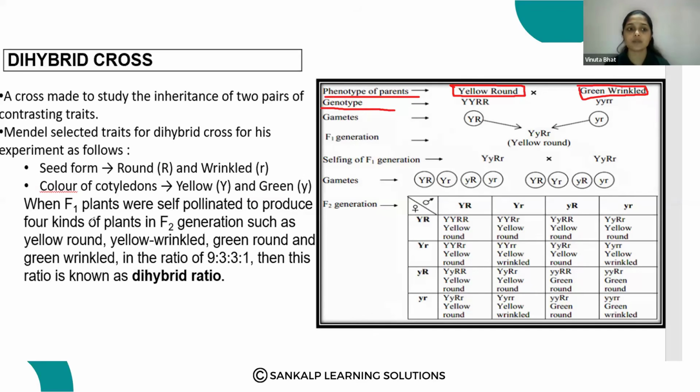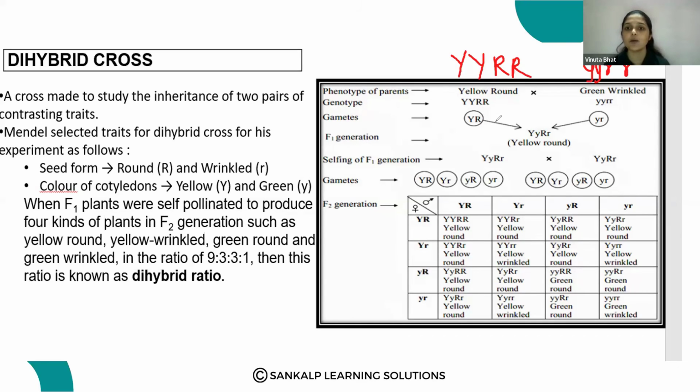The genotype of the yellow round seed producing plant: yellow, capital Y, is dominant over green, and round is dominant over wrinkled. So for round, capital R is used, and for green, small y, and for wrinkled, small r is used. So this is the genotype of the plants.